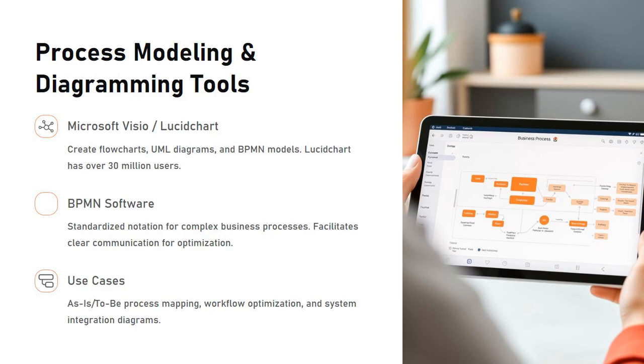Process modeling and diagramming tools help business analysts visualize workflows and improve communication. Microsoft Visio and Lucidchart are popular platforms used to create flowcharts, UML diagrams, and BPMN models. Lucidchart alone has over 30 million users worldwide. BPMN, Business Process Model and Notation, software provides a standardized way to represent complex business processes, making it easier to identify inefficiencies and optimize workflows.